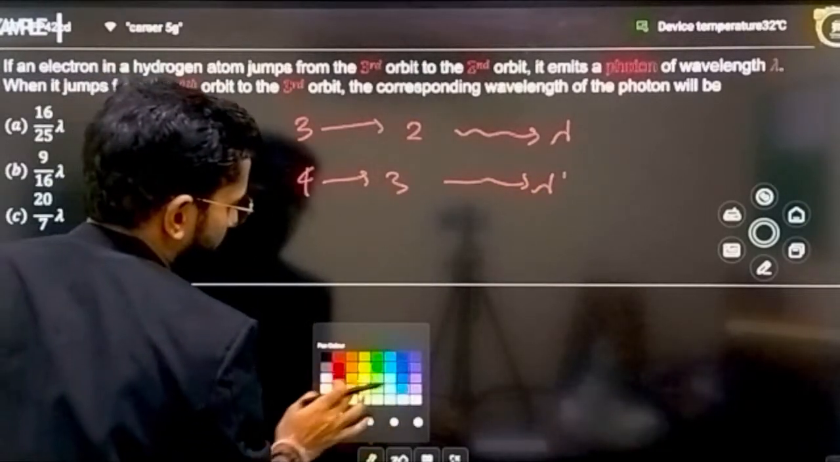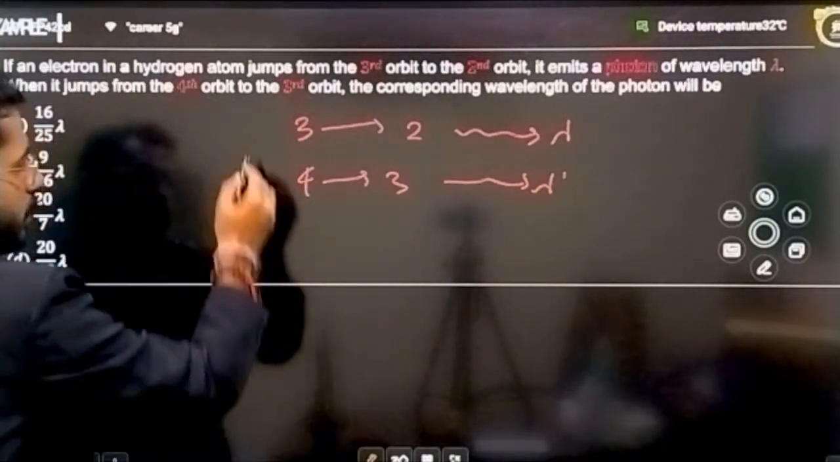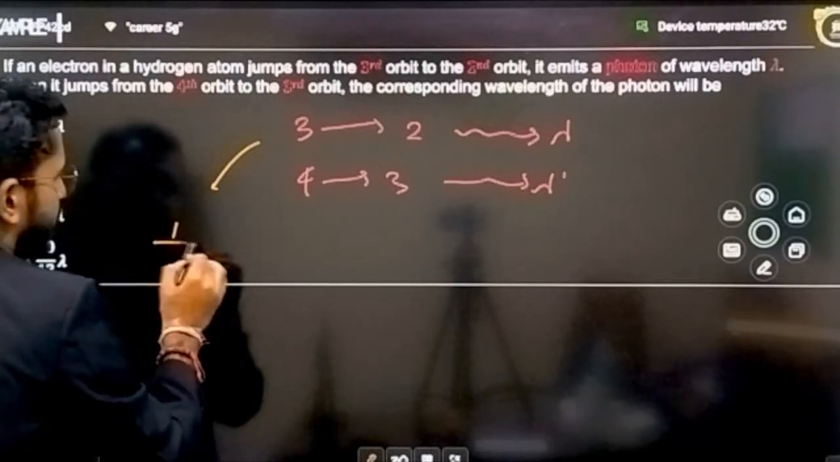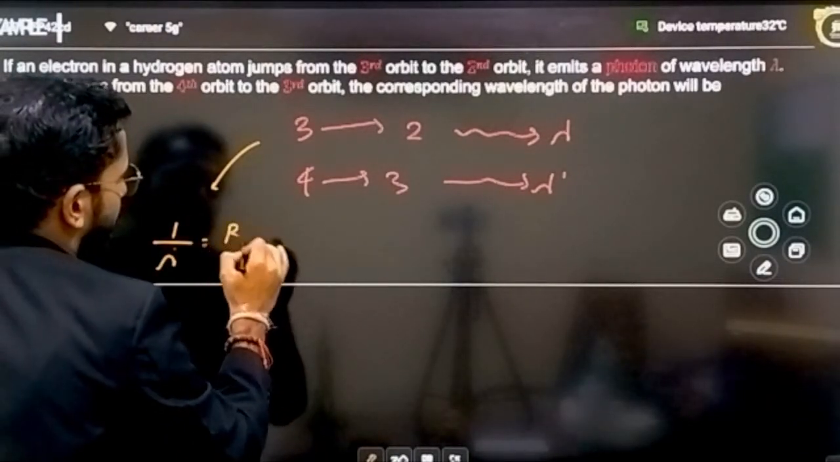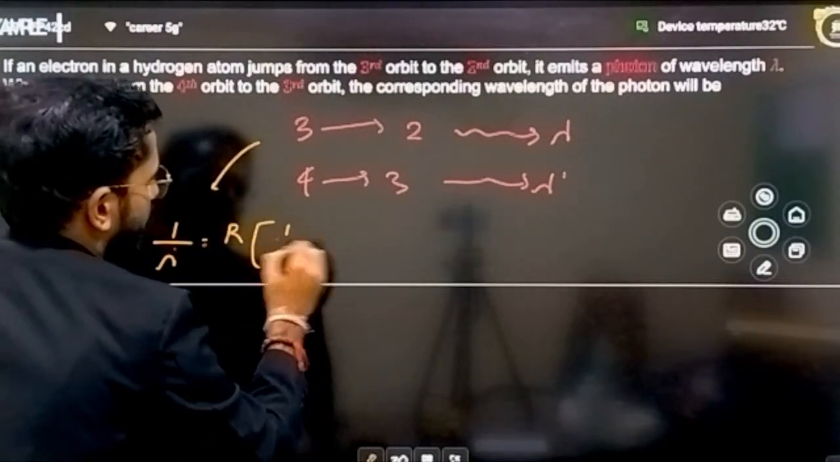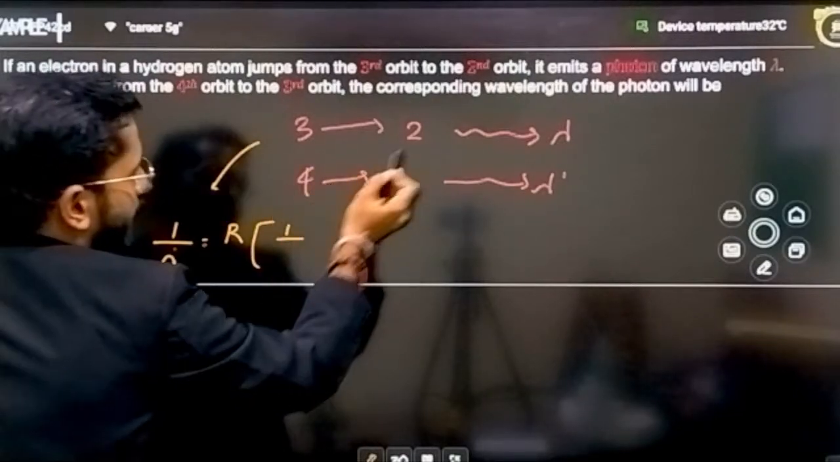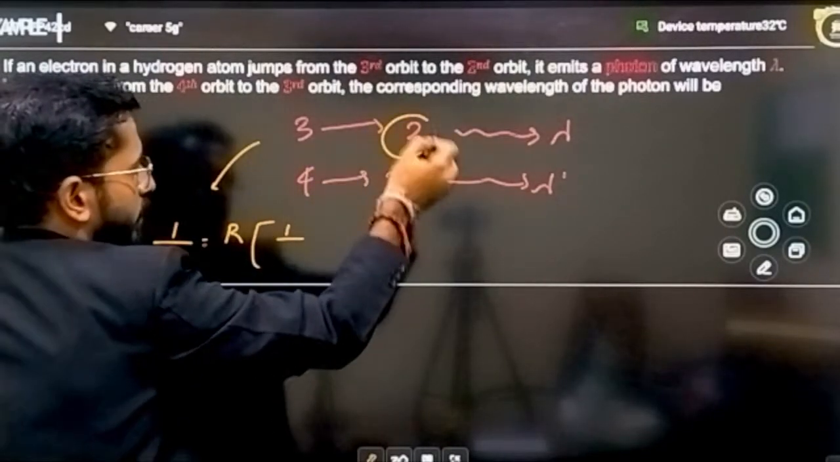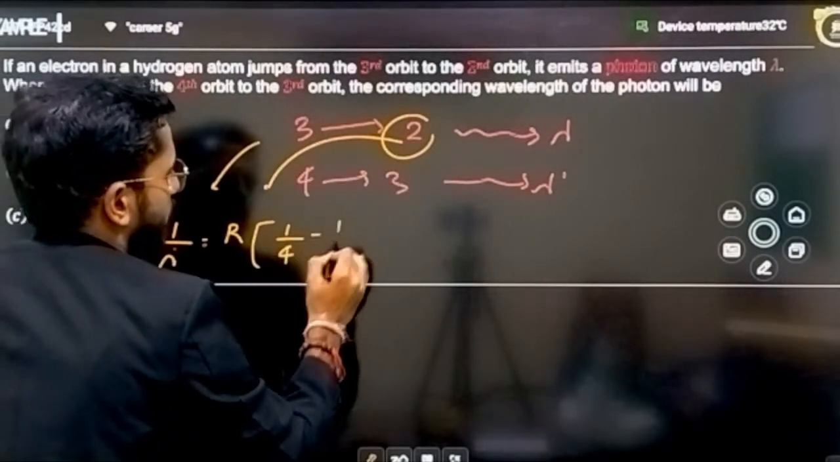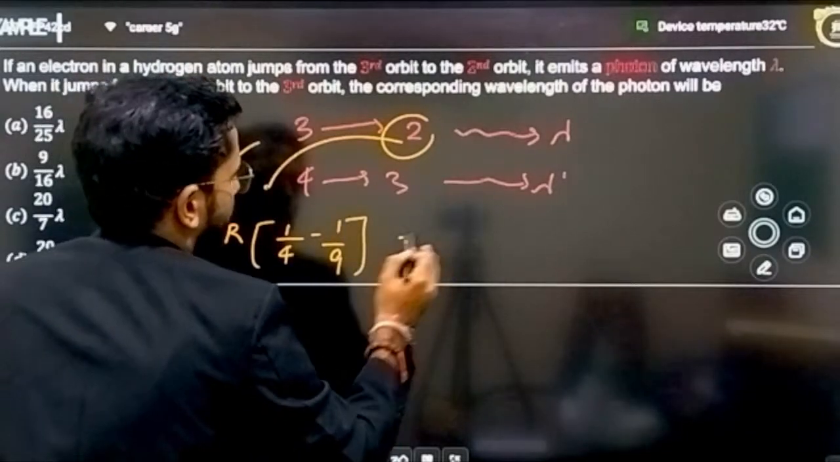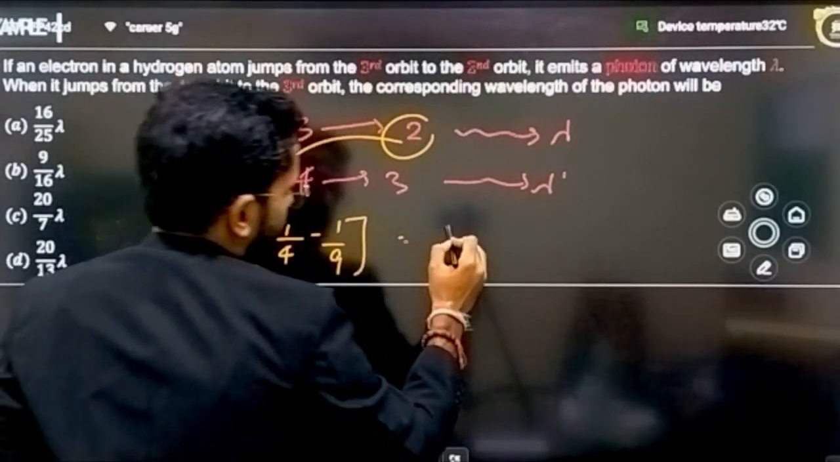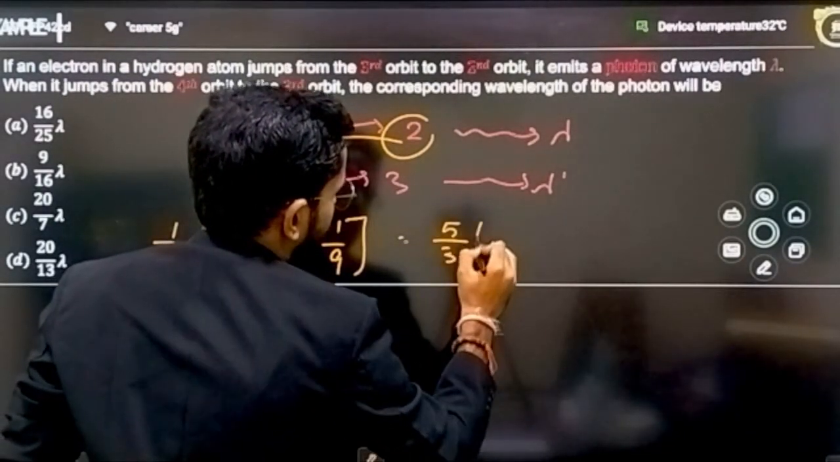Fine, let's solve it. See, take the first case. 1 by lambda is equal to R into Z square, Z square again will be 1, into 1 by 2 square minus 1 by 3 square. The smaller one you take first. It will become 1 by 4 minus 1 by 9. That means net 9 minus 4, that is 5 divided by 36, R.